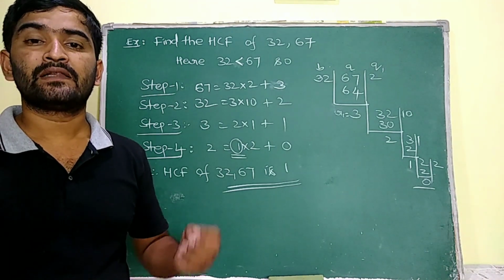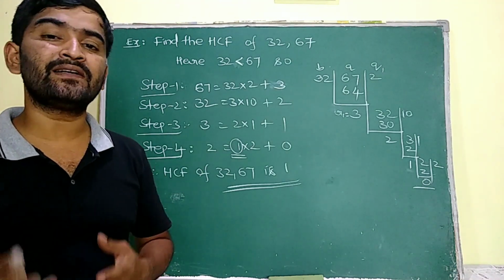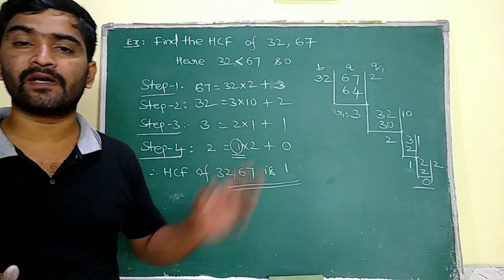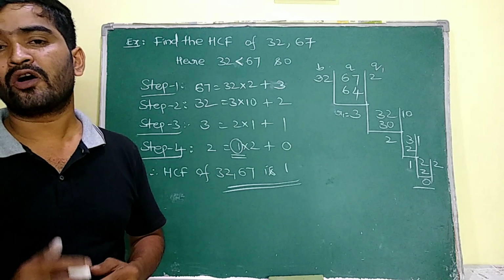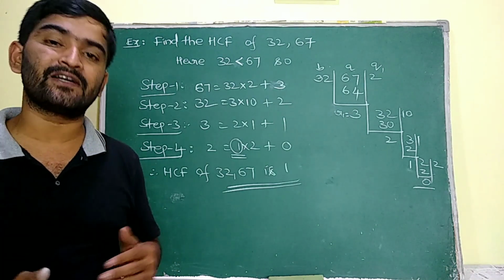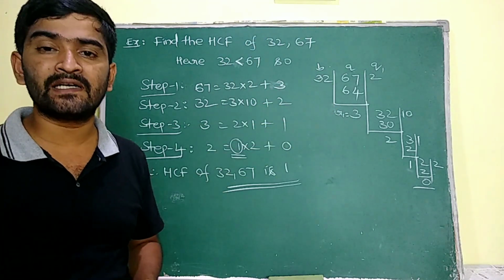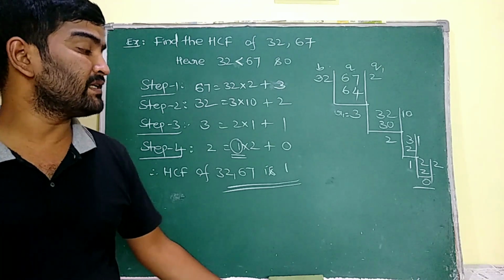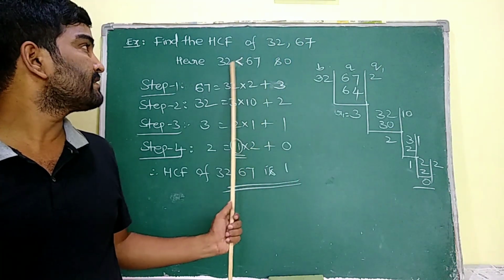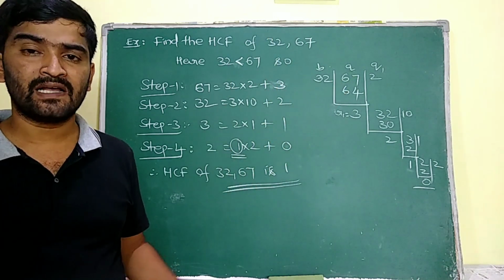We know that the Euclid's division algorithm is used to calculate the HCF of the given numbers. Now we are going to calculate the HCF by using that Euclid division algorithm. Before that, we are going to calculate the HCF of the given numbers by the long division method, which we learned in our earlier classes. Here we are asked to calculate the HCF of 32 and 67. Here 32 is less than 67, so I have to divide 67 by 32.